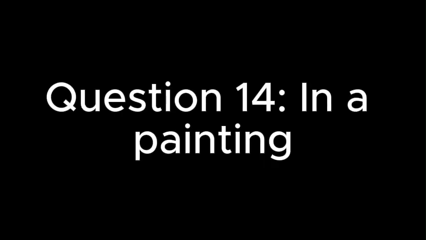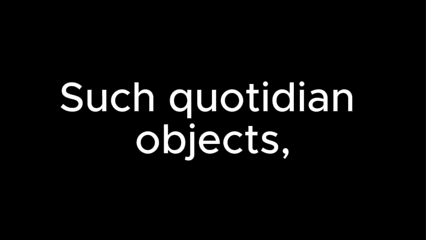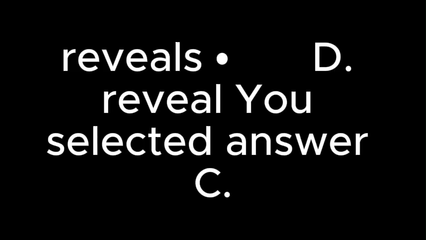Question 14. In a painting titled The Milkmaid by Johannes Vermeer, the artist prominently features a bread basket, milk pitcher, and bowl. Such quotidian objects, depicted in exquisite detail by Vermeer, a painter celebrated for his naturalism, ___ the daily minutiae of a 17th century Dutch household. Which choice completes the text so that it conforms to the conventions of standard English? A. was revealing, B. has revealed, C. reveals, D. reveal.